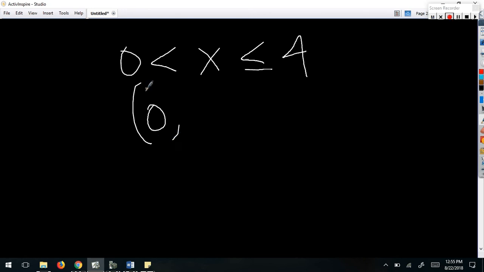Y'all have got me so self-conscious about brackets and parentheses. Okay. 4, does it get a bracket or a parenthesis? A bracket. So that's it. It's just writing it a different way. We're going to use it to describe sets of numbers. We're going to use it for domain and range on the graph we did last night. Yes, exactly, that's domain.